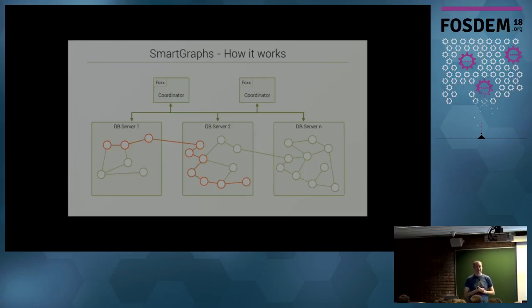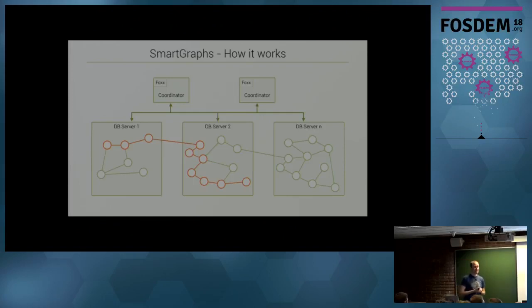Do you do that adaptively or once? So the question is how we move these vertices around, if we do it adaptively or if the graph is loaded. So for the version released, you have to give the sharding attribute up front, and we put the vertices by that sharding attribute. Our plan is to do this more adaptively in the future, but that's not implemented yet.